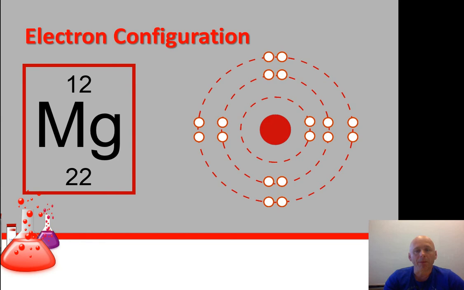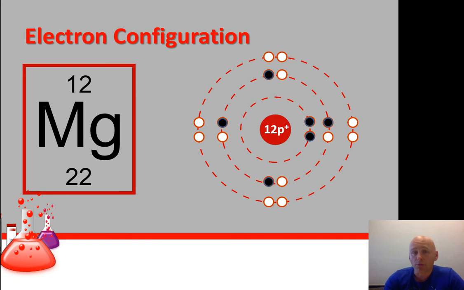Another example, we'll look at magnesium. Magnesium has an atomic number of 12, which of course means it has 12 protons. It also means that it has 12 electrons. So if we start filling these up, 1, 2, our innermost energy level is full, so we can now start filling up the outer ones. Now we're at 4, 5, 6. Notice how I'm first filling them singly before I start pairing them up.